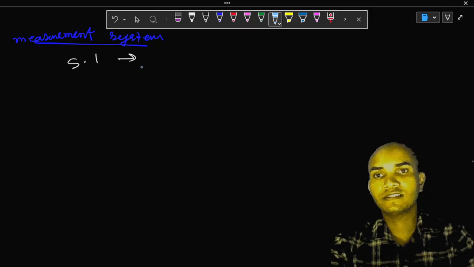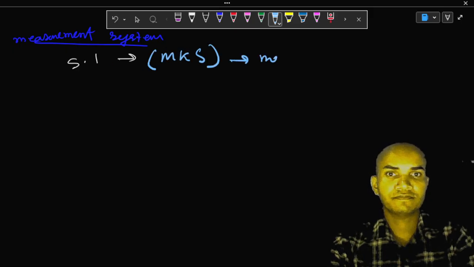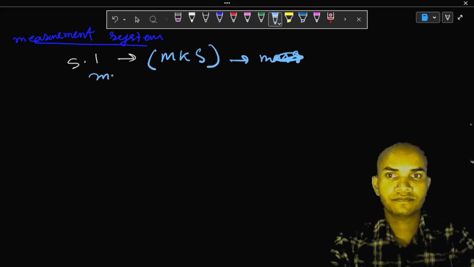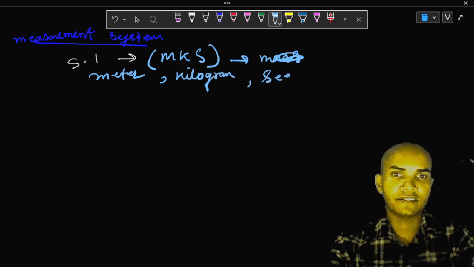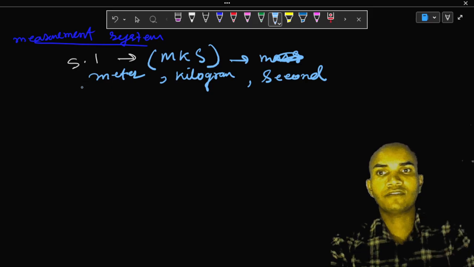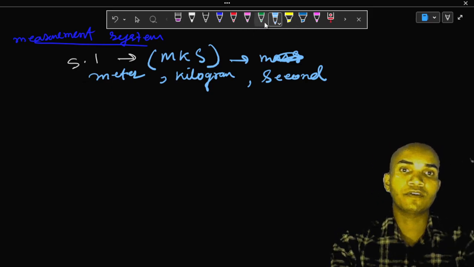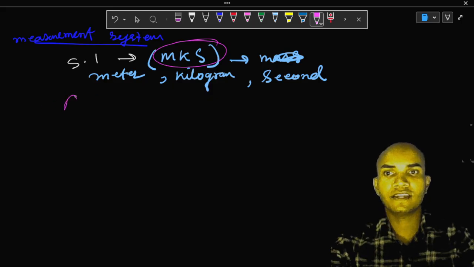So the SI unit is the form of MKS, meaning meter, kilogram, and second. This is the form of SI unit, which is the updated form of the MKS system.